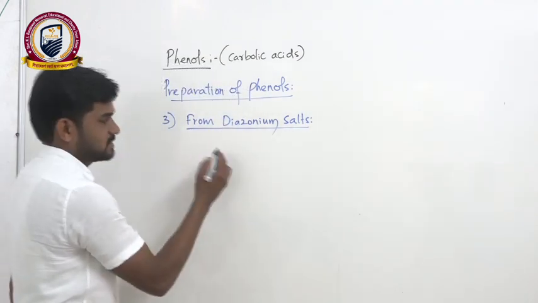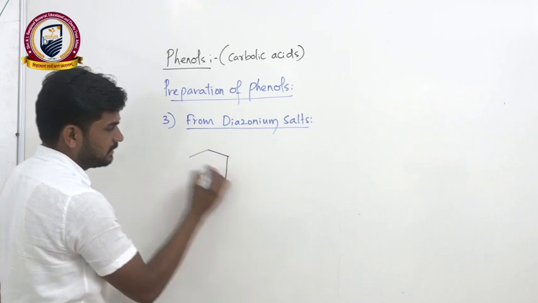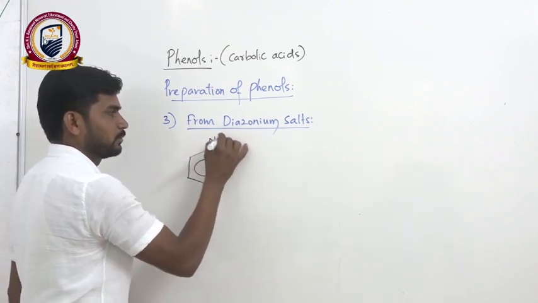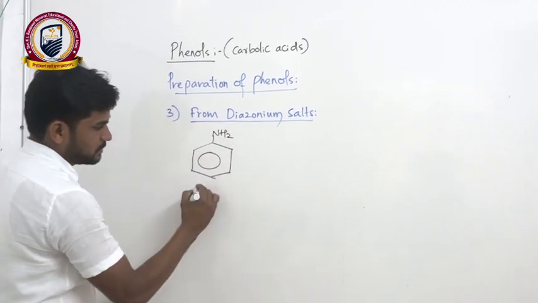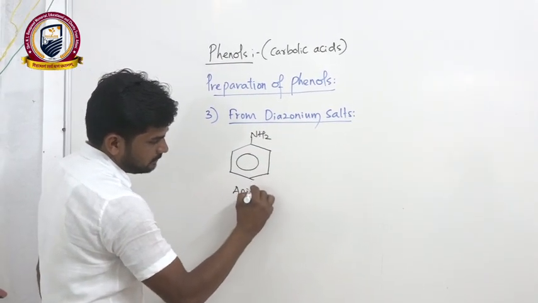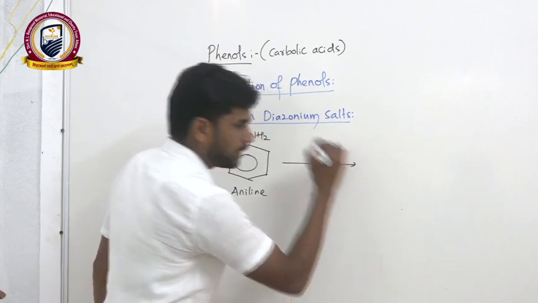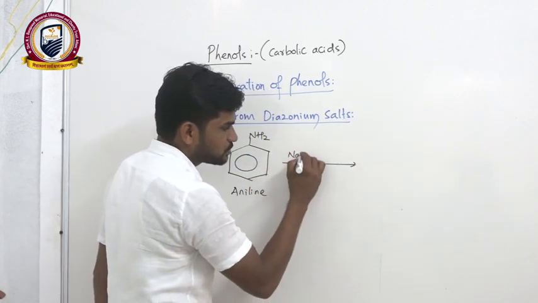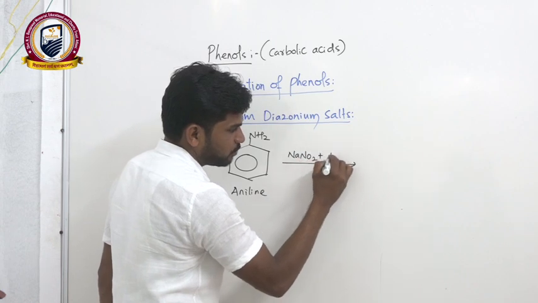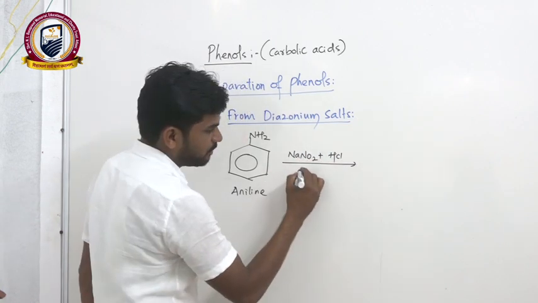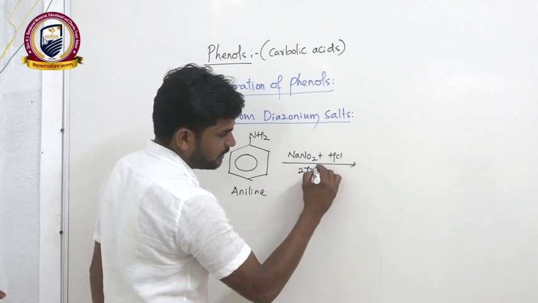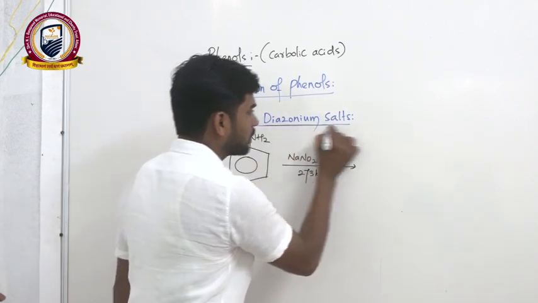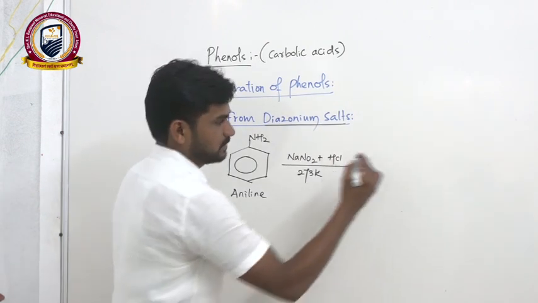So diazonium salts. First aniline. You know the formula of aniline. So this compound is called aniline. Aniline on treatment with nitrous acid, which is obtained from sodium nitrite plus HCl, under the condition of 273 Kelvin temperature. What is the formation that takes place? The compound called diazonium salt.